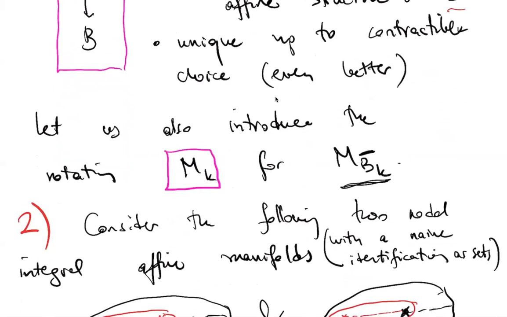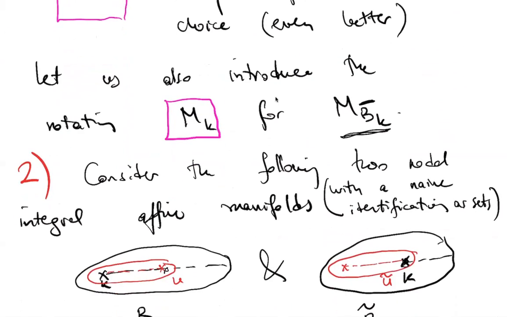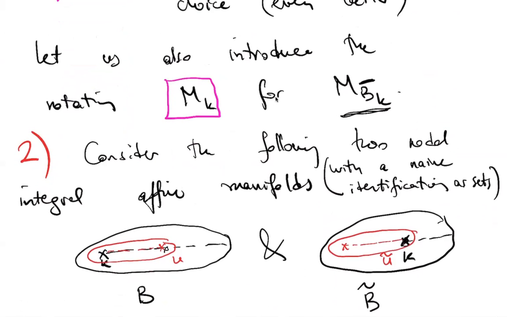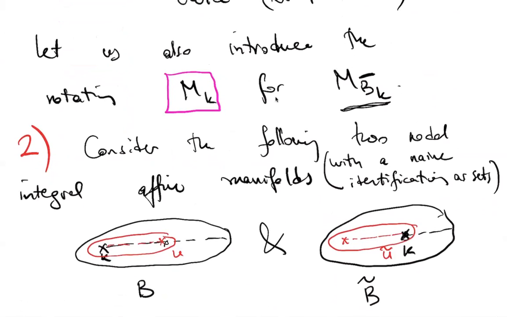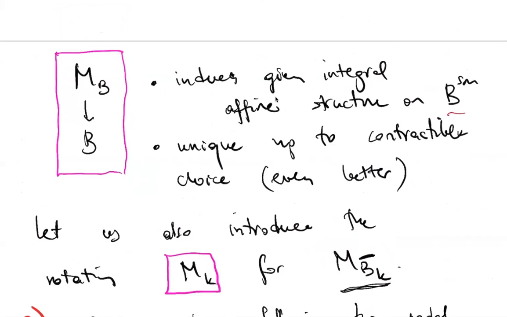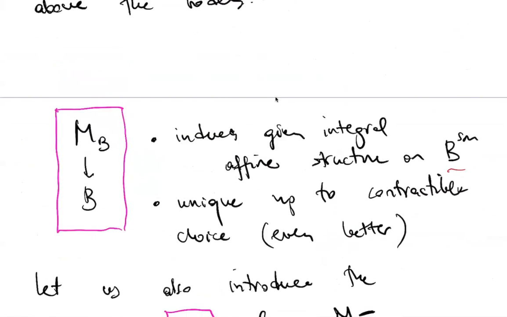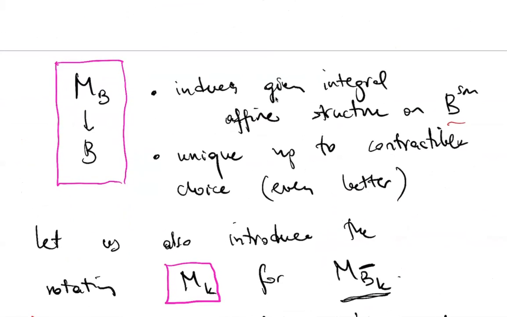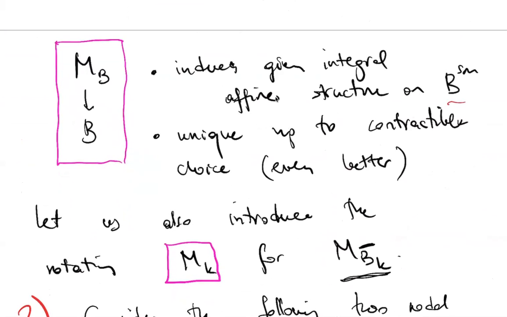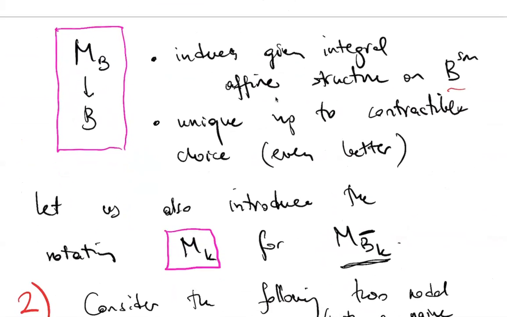I won't be very precise about that. Okay, so let me introduce also notation. So this manifold that I obtained from B, where B is a nodal integral affine manifold, I called it MB. And let me also introduce the notation MK for the integral affine manifold B bar K. So if I take any of these models that I introduced, those in particular give me symplectic manifolds, I'll call them MK.